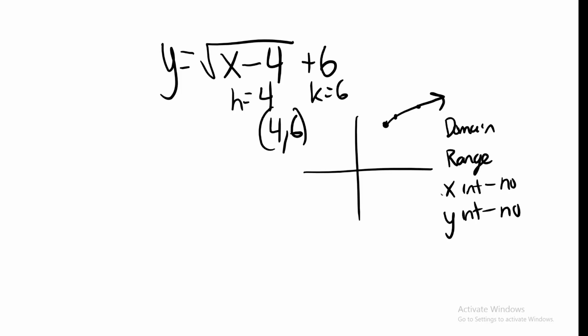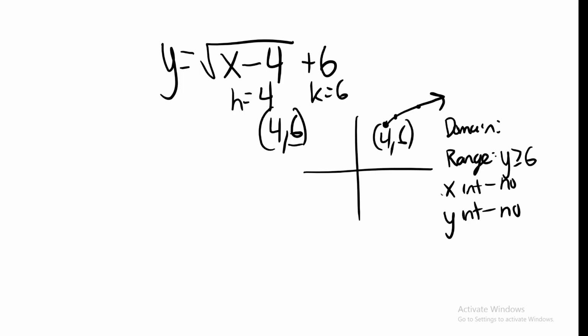The range is the y values. We start at 4 and go up, so y is greater than or equal to 4. The domain is our x values. Our x values, oh, did I goof? Yeah. The y values start at 6, because my y value is 6. Oopsies. Y is greater than or equal to 6.